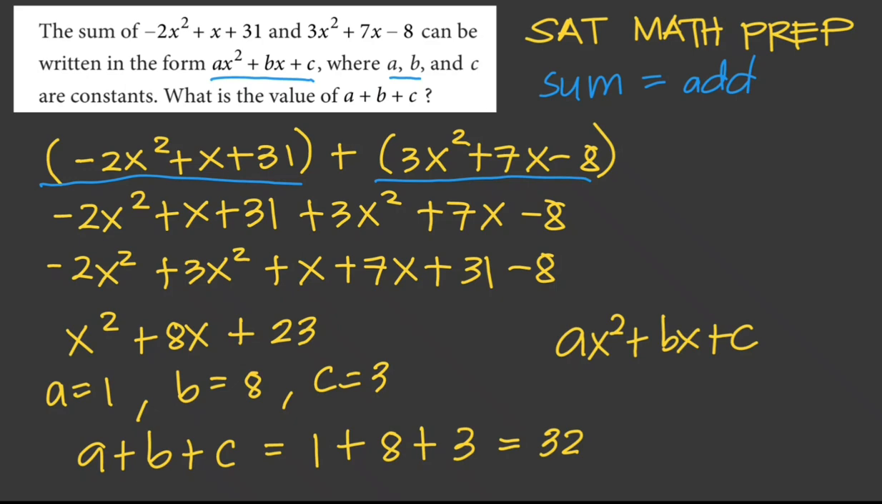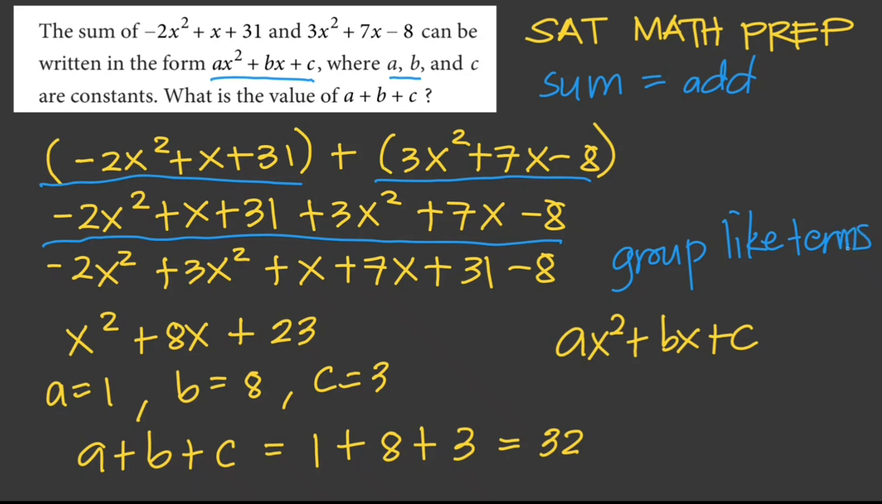So first thing we do is we get rid of the parentheses, so we group them together. Okay, so this is how it looks. Then next we group like terms. So what are the like terms here? Negative 2x squared and 3x squared are alike. Then x and 7x are alike, as well as 31 and negative 8. Those are constants, they are alike, so we group them together.